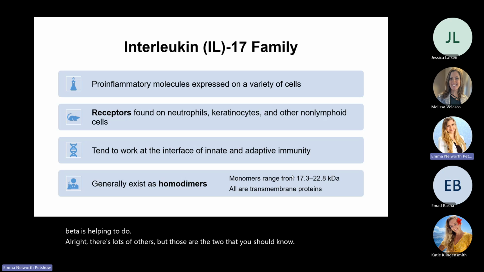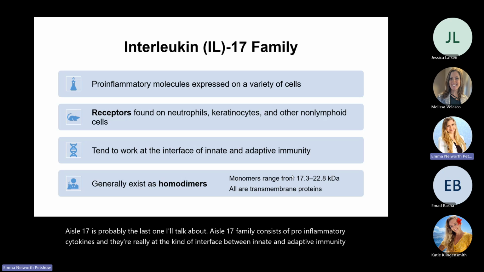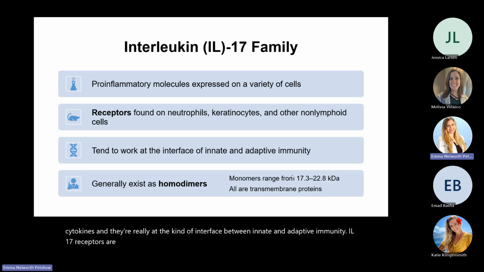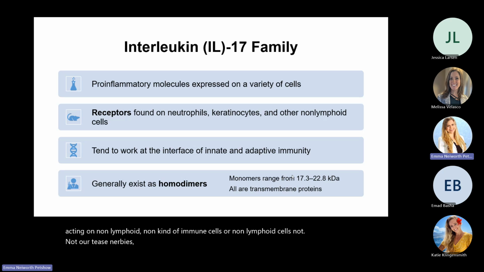IL-17 is probably the last one I'll talk about. The IL-17 family consists of pro-inflammatory cytokines, and they're at the interface between innate and adaptive immunity. IL-17 receptors are primarily found on non-lymphoid cells, which makes them unique. They're acting on non-lymphoid cells, not our T's and our B's. They're acting more on our neutrophils, or even keratinocytes or epithelial cells, cells that aren't even involved in the immune system directly.